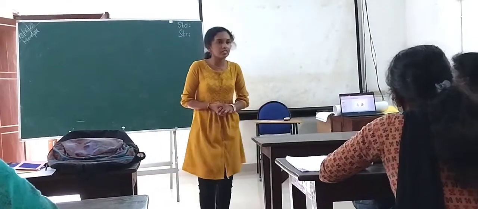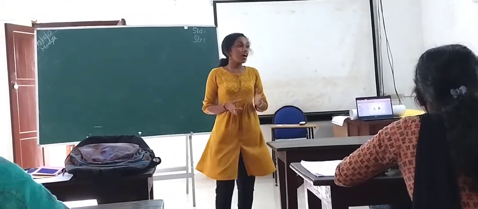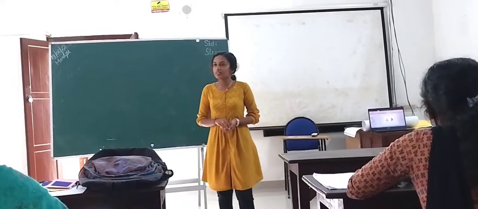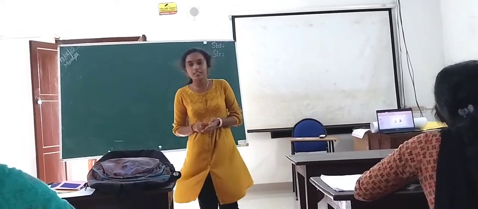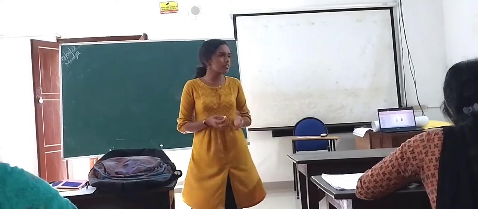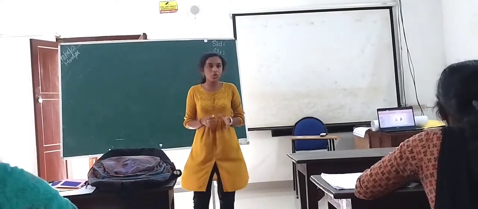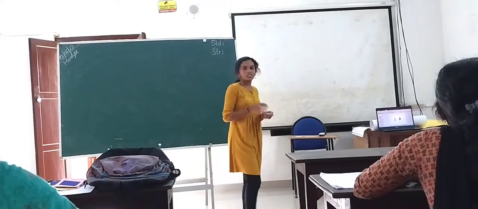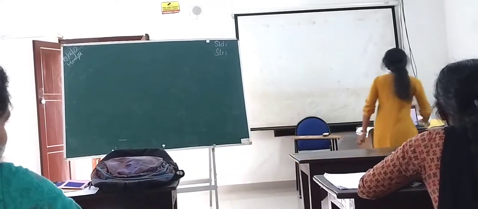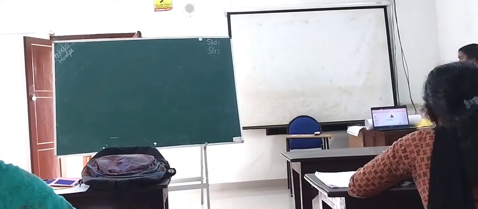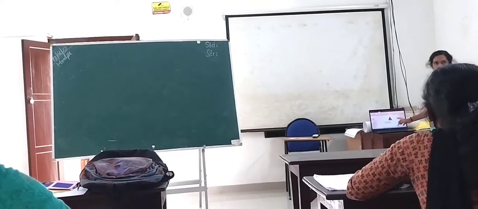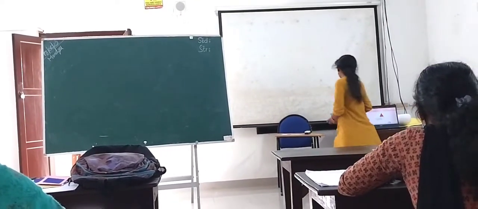Now tell me, what are the specialities of a triangle by observing that figure? A triangle has three sides. What about angles? Three angles. Any other special property? It's a closed figure. Then how many corners? Three corners. So a triangle has three sides, three angles and three vertices. Clear? Yes. Okay.